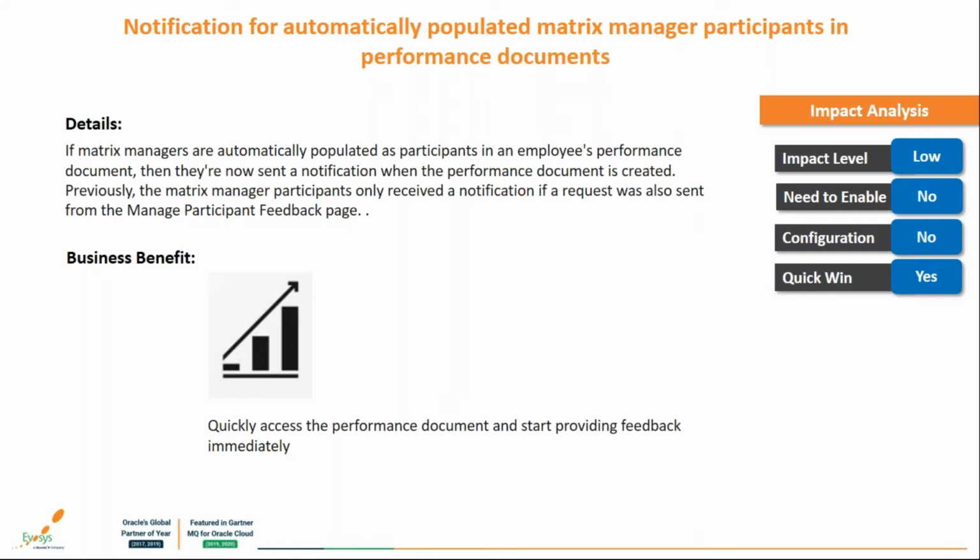With the advent of this feature, now all matrix managers are directly sent a pop-up notification informing that they are participant in an employee's performance document. Earlier, the matrix managers only received a notification when they were in the managed participant feedback page. Once again, the impact level is determined to be low because it only serves the needs of the matrix managers. Again, there are no steps that need to be enabled and no configurations to be done, and it qualifies for a quick win again.